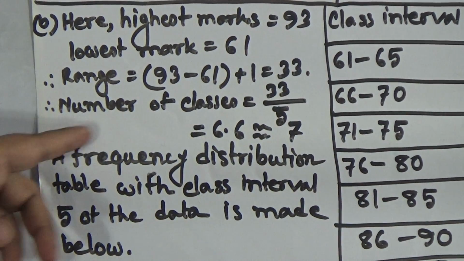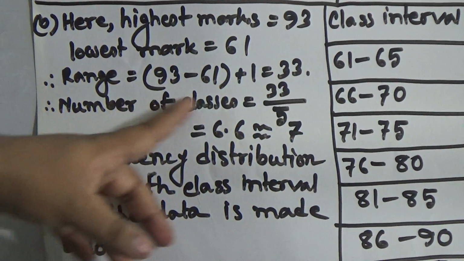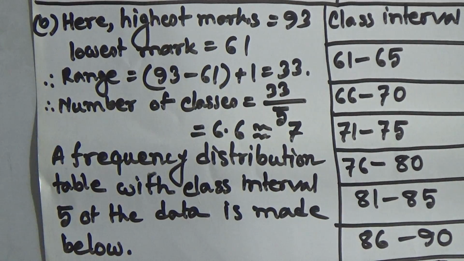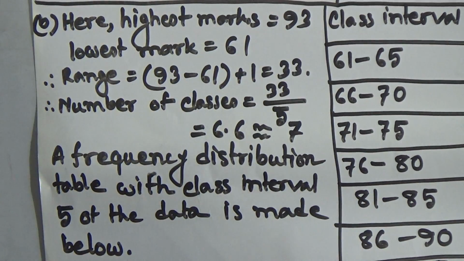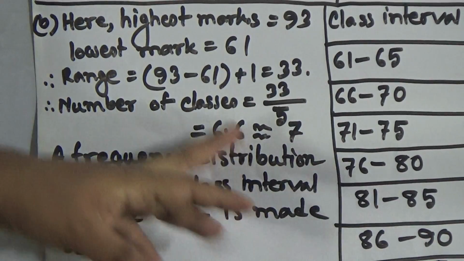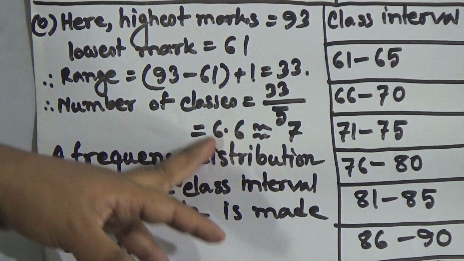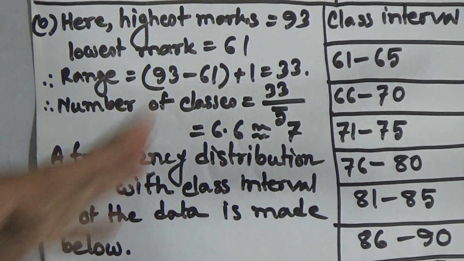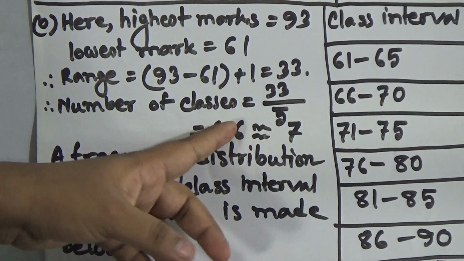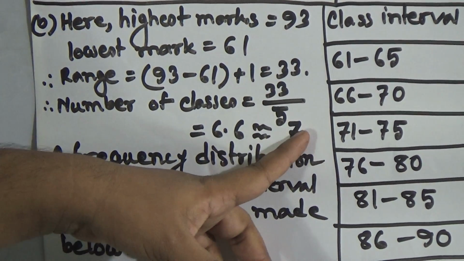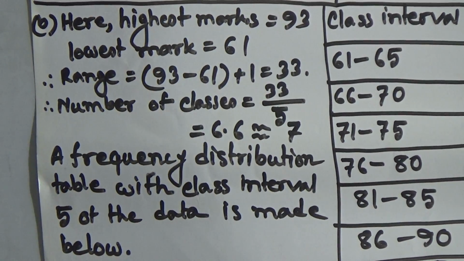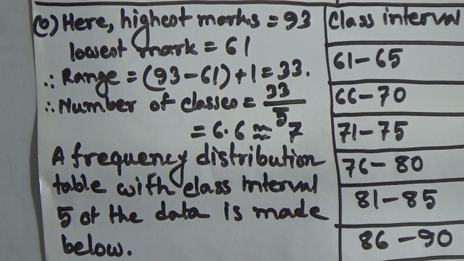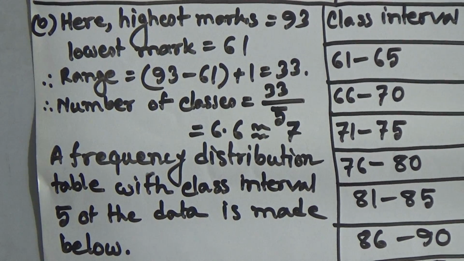Okay, now the number of classes. I repeat, number of classes equals range divided by class interval. Here you notice class interval is 5. So we divide this range by class interval and we get the number of classes, which is 6.6. This is a fraction, so we can't make such rows. So we take the next integer, which is 7. So 7 classes will be drawn in order to make the frequency distribution table.